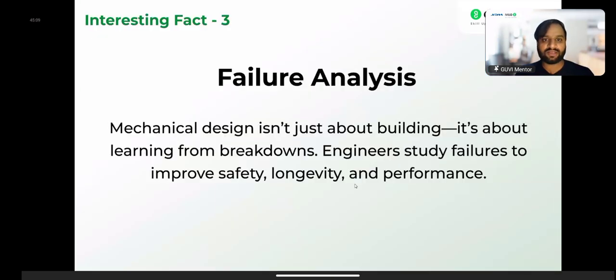So, moving on to the next slide, there is one interesting fact: failure analysis. Mechanical design is not just about building, it's about learning from breakdowns also. Engineers study failures to improve safety and longevity in performance. What it basically says is, when we test a product and it fails in the field, we are learning from that also. Why did it fail? That becomes a compiled report, and according to that report we improve the product. That is the life of mechanical design engineers.